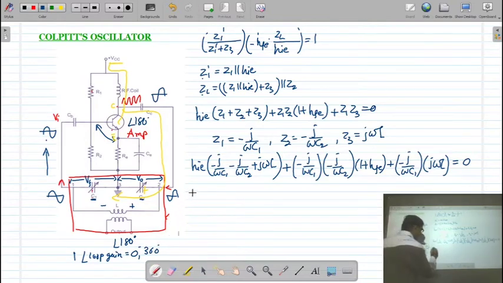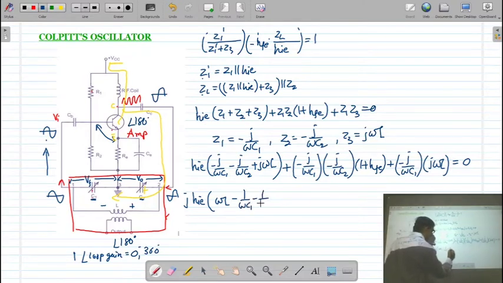Now here, the HIE into bracket. You can see in the first term the j is going to be common, so I will write j into HIE, and in the bracket we have omega L minus 1 upon omega C1 minus 1 upon omega C2.